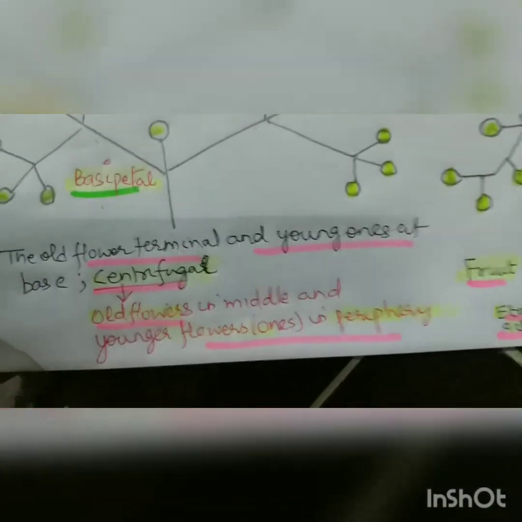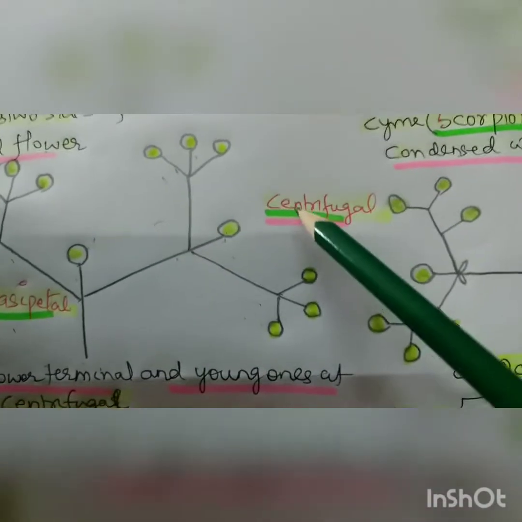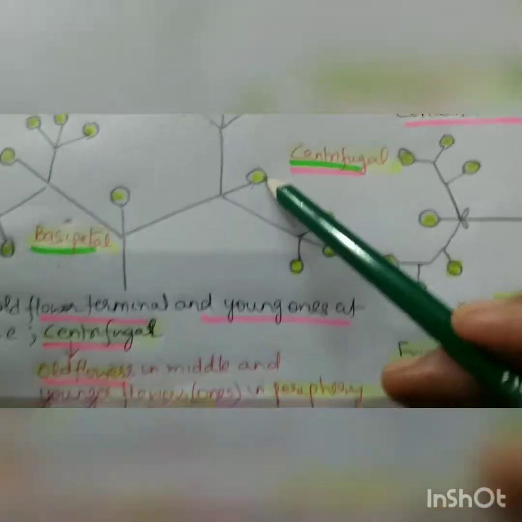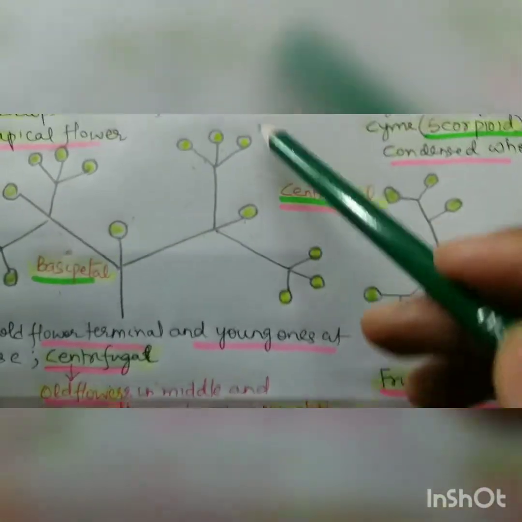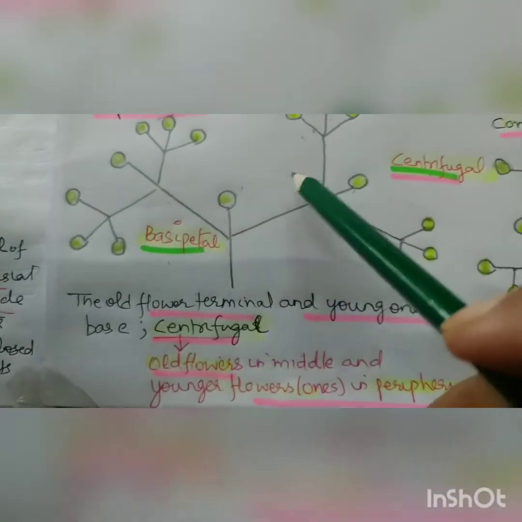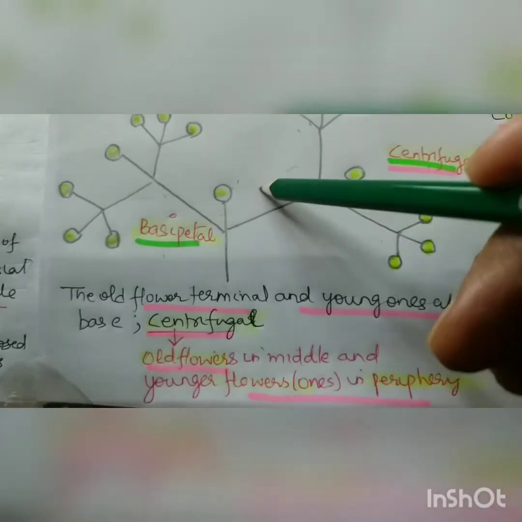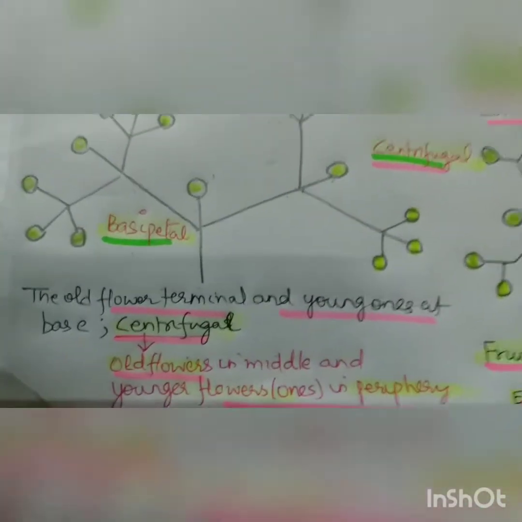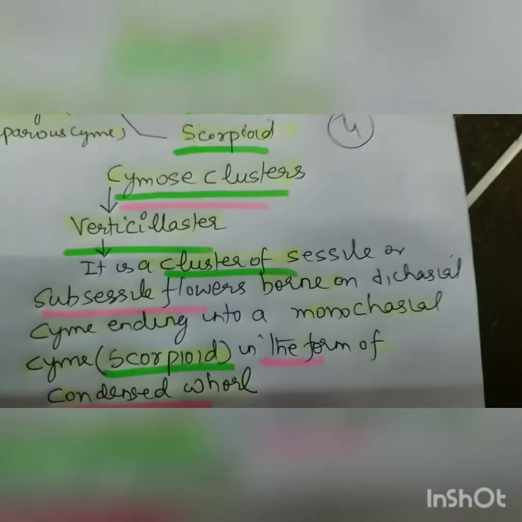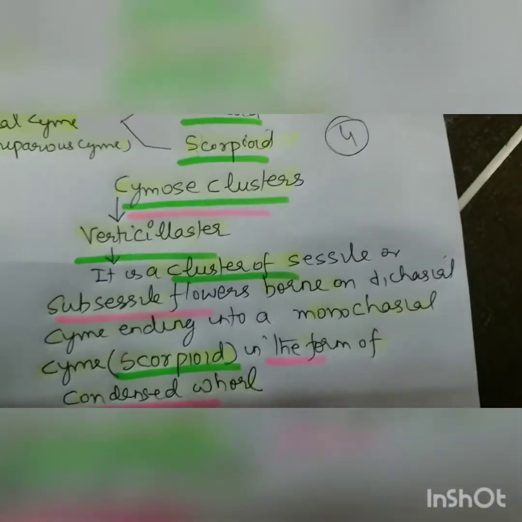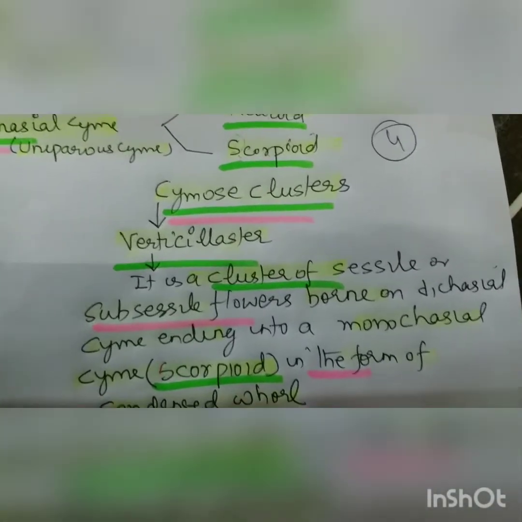So when we do, you will see this is the centrifugal, where, as I already told, the old flower is in the middle and the younger towards the periphery, whereas in basipetal the old flower is terminal and the younger towards the base. That is basipetal. And the second type which is in query is the cymose cluster, which we did when we were doing Liliaceae, that is verticillaster.